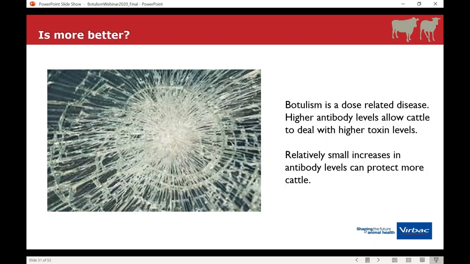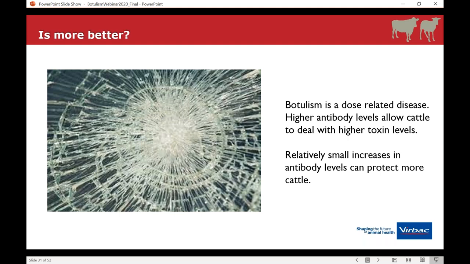Now, some people would say, well, do we need to get more antibody levels? Is an animal that is on a botulism antibody level of 0.45 as good as an animal that is on one? Are they both protected? We do know that for a disease like botulism, we call it a dose-related disease, which means that the higher you can make those antibody levels, we assume the more that cattle can survive a high-dose toxin.